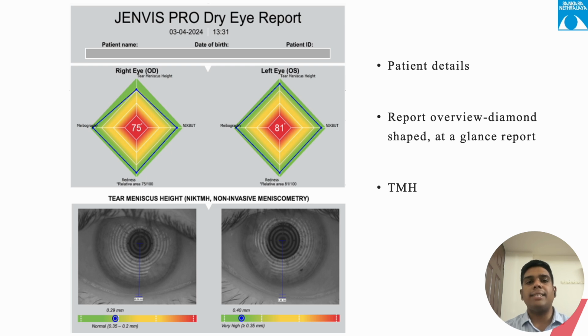Then we have the tear meniscus height component, which is shown below in this image. The tear meniscus height is usually calculated manually. After the image is captured, the examiner will use calipers to measure the tear meniscus height.